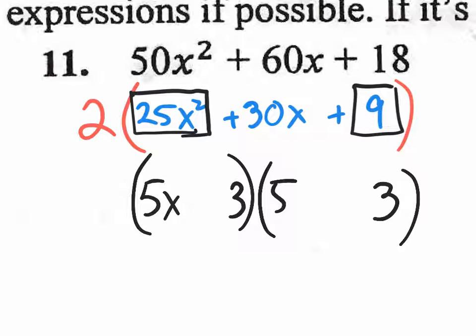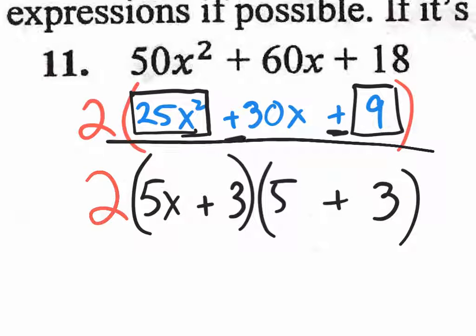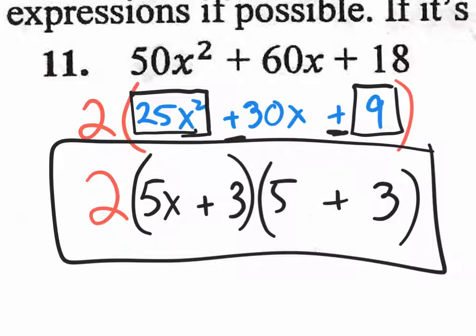Because they're all plus, right? There's a plus right here and a plus right there. You put a plus there and a plus there. That makes total sense because a positive 3 times a positive 3 is positive 9. And if you were to distribute and combine like terms, the middle term would end up being positive 30. Don't forget the 2 that you originally factored out. So this is your complete factored form answer for number 11.